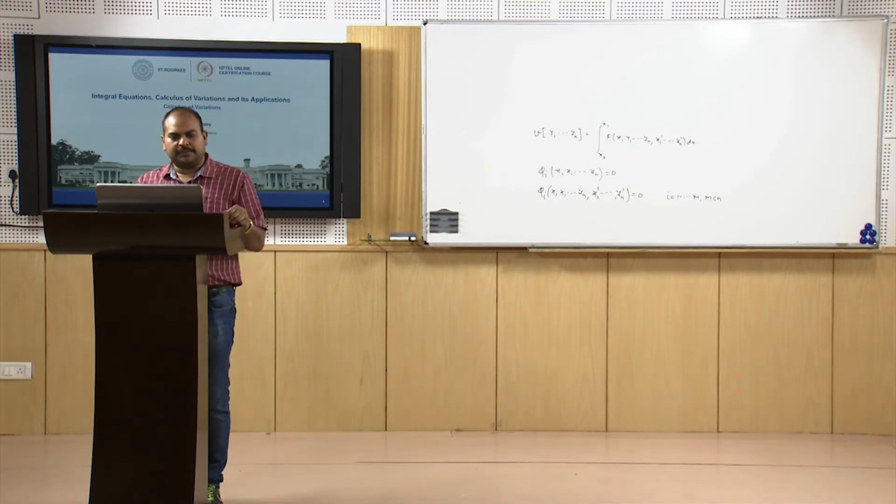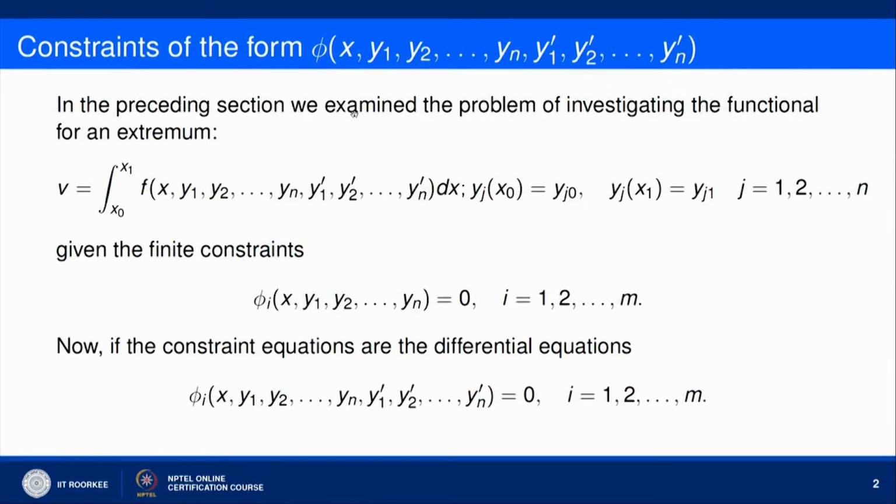As I pointed out in the preceding section, we examined the problem of investigating the function for an extremum, v equal to the integral from x naught to x1 of f of x, y1 to yn, y1 dash to yn dash dx, satisfying the boundary conditions given at the end x naught and at the end x1 as yj of x naught equal to yj naught and yj of x1 equal to yj1 for each j equal to 1 to m. And here we have discussed that we have a constraint given in this form, psi i of x, y1 to yn equal to 0, i from 1 to m.